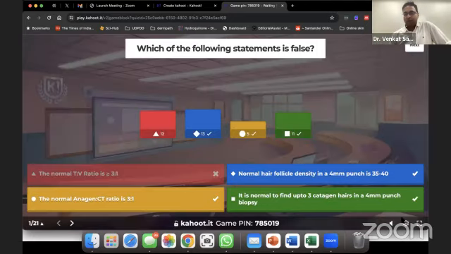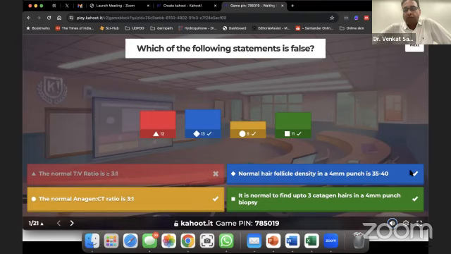All right. So the normal terminal to vellus hair ratio is greater than or equal to 3:1. That is the right answer. So it's not false. The normal hair follicle density in a 4 mm punch is 35 to 40. Is actually okay. So 35 to 40 is still within the normal range.